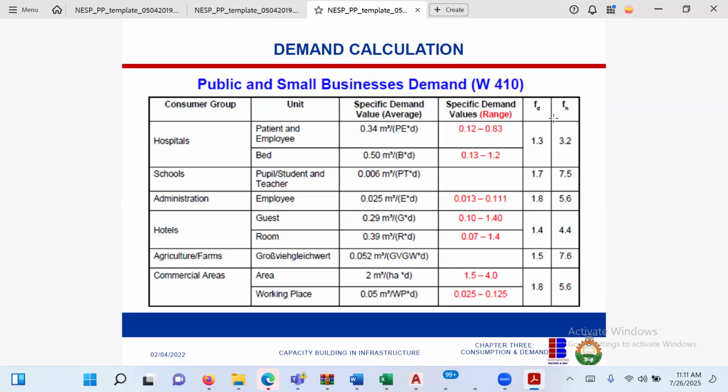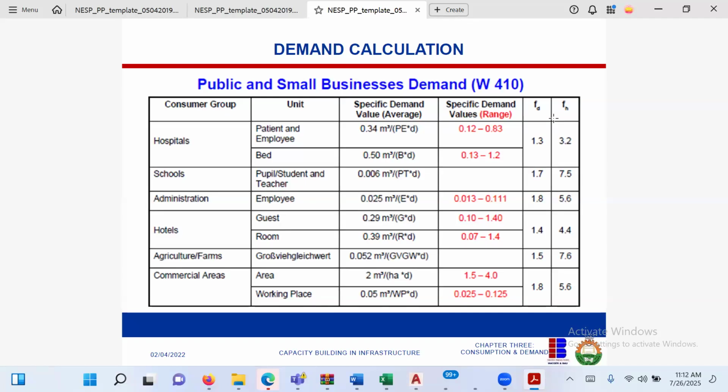So for schools, watch this. They require just 6 liters per pupil or teacher per day. 6 liters. And there's no specific range. Because pupils, it's just for them to go to toilets, and maybe drink water. That's all.